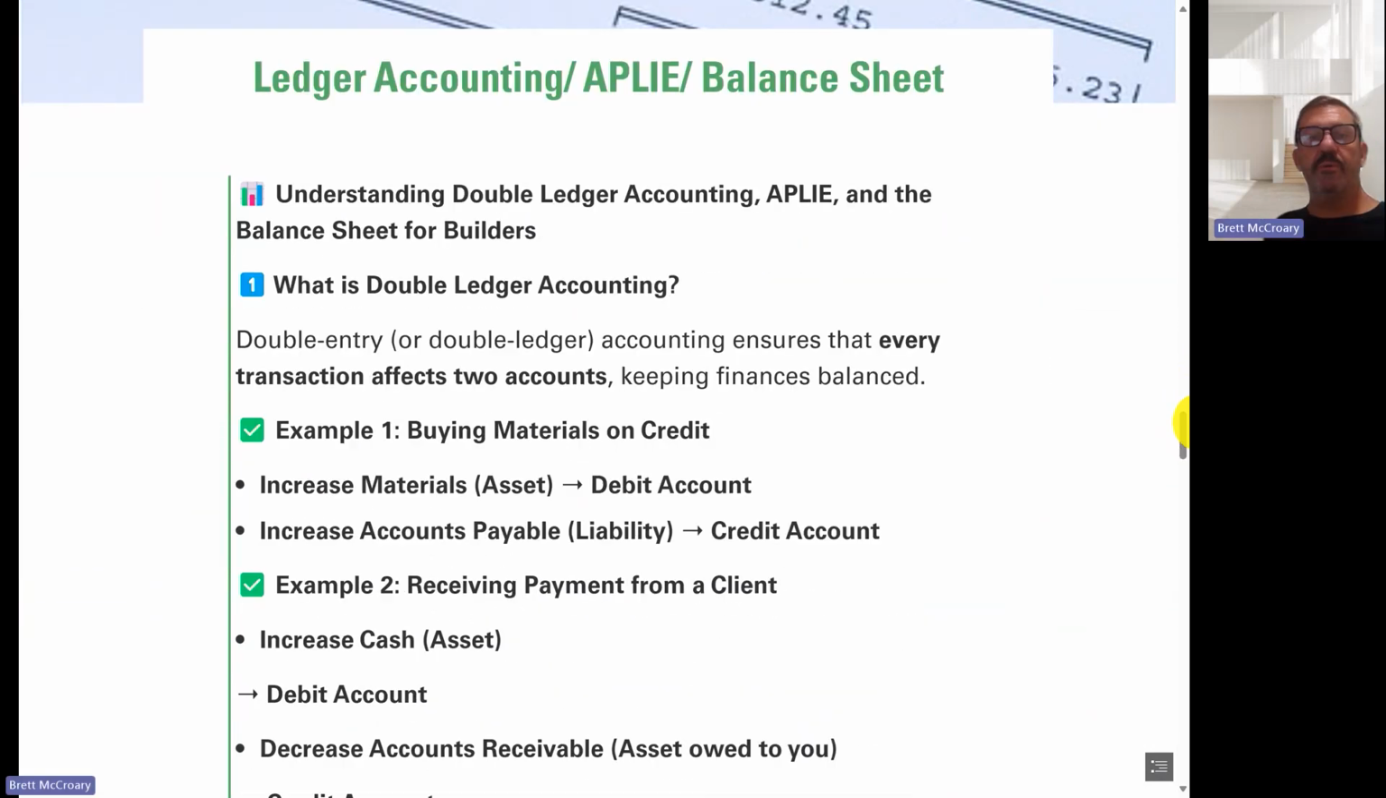From your cash book, from one of the lessons before, you had cash in, cash out, income and expenses. That's really all you need to be completing. The next step is understanding your double ledger accounting. So you probably don't need to complete it, but your accountant will. But you want to have a good understanding of what it's about. There's also APLIE, which is an acronym I'll discuss shortly. And then we'll go into the balance sheet for builders so you can have a good understanding of it.